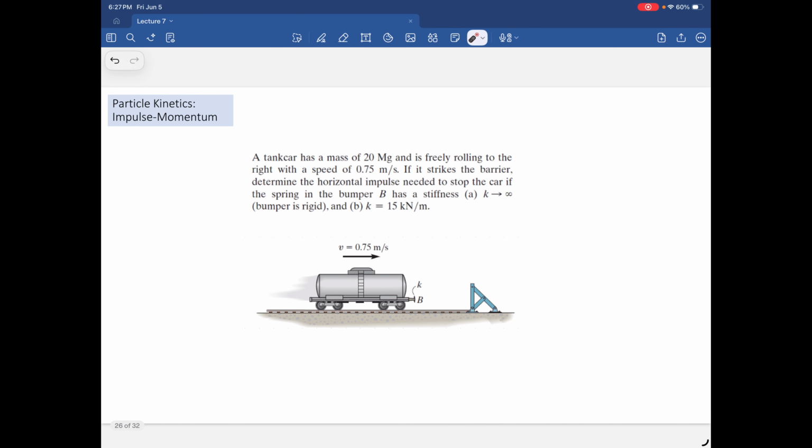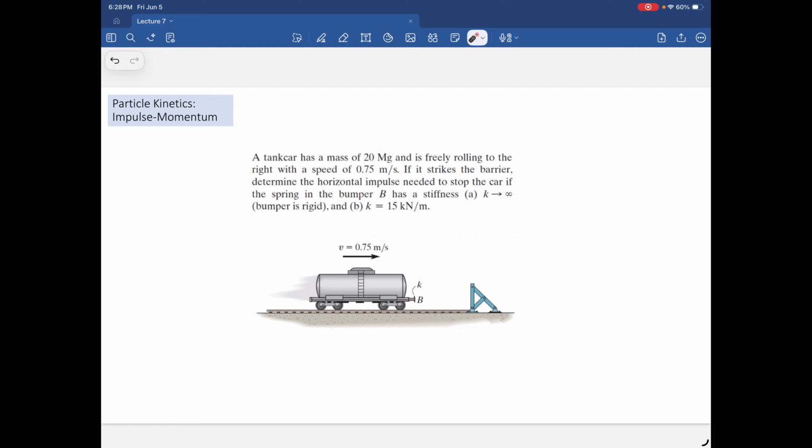Okay, second problem. A tank car has a mass of 20 megagrams and is freely rolling to the right with a speed of 0.75 meters per second. So we're given the initial momentum. If it strikes the barrier, determine the horizontal impulse needed to stop the car. So we have an initial momentum. We know there's going to be an impulse. The final momentum is going to be 0.